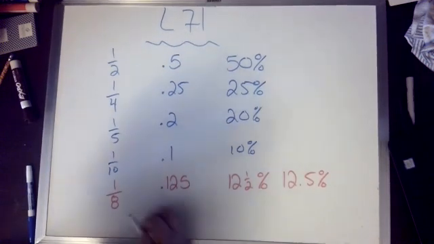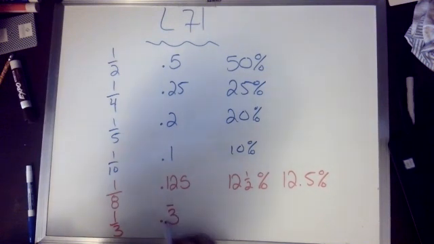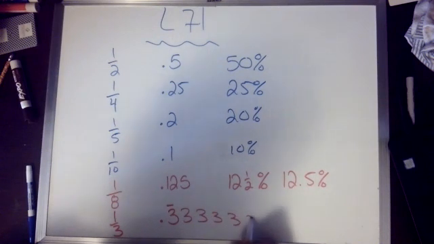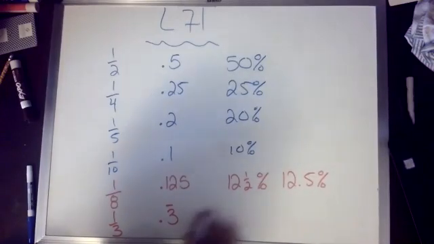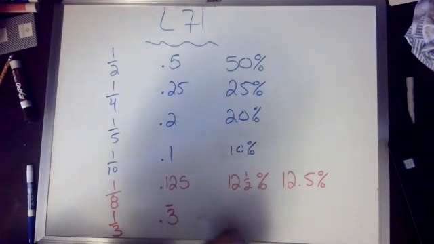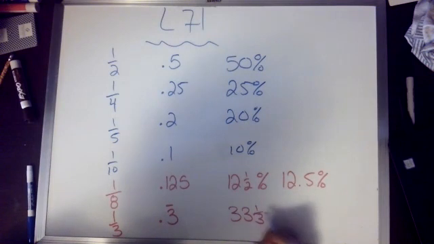The one after that is 1/3. 1/3 is 0.3 continued. So what 3 continued means is 3, 3, 3, 3, 3, 3, 3, 3, 3, and I just keep going. That's what continued means. So instead of writing all of that each and every time, I put this little line above it, which is just continued. So 0.3 continued, which is 33.33%.